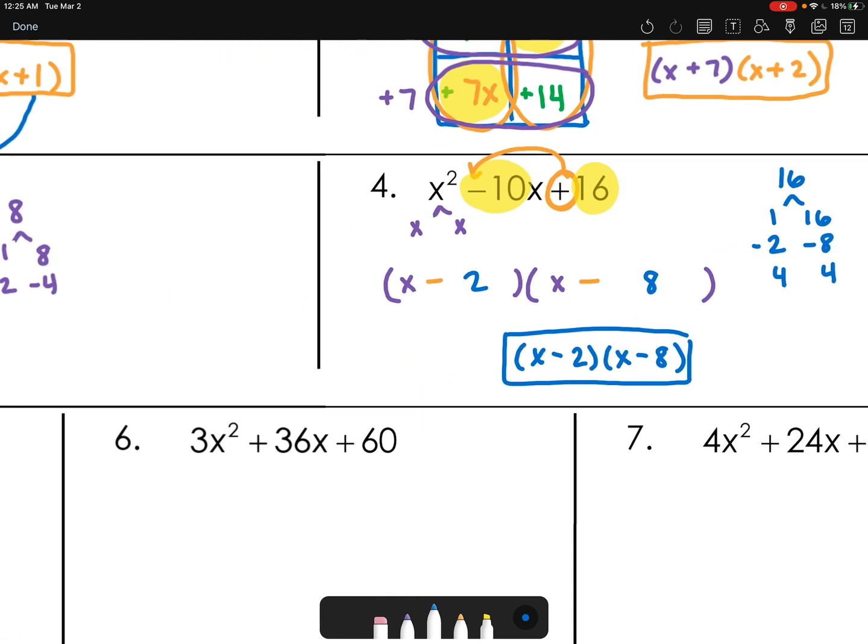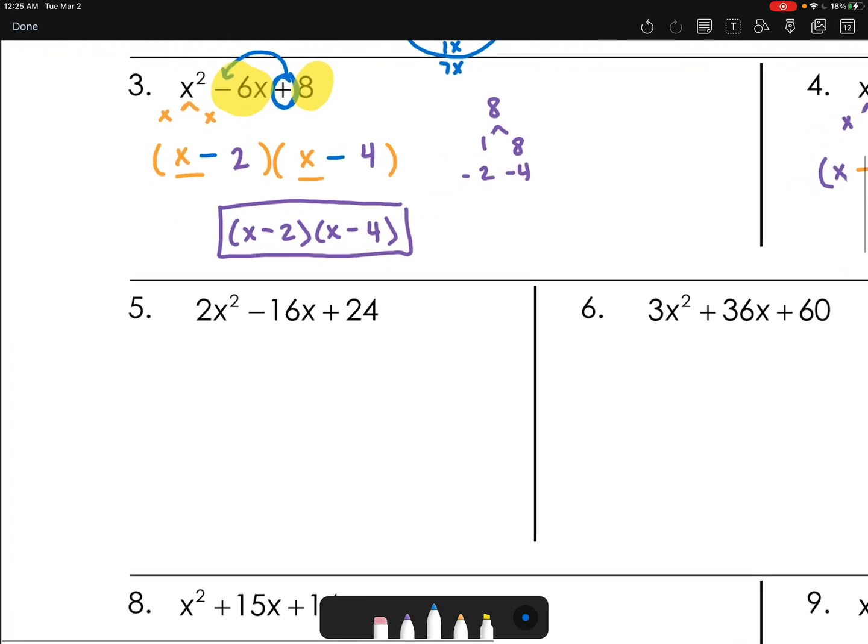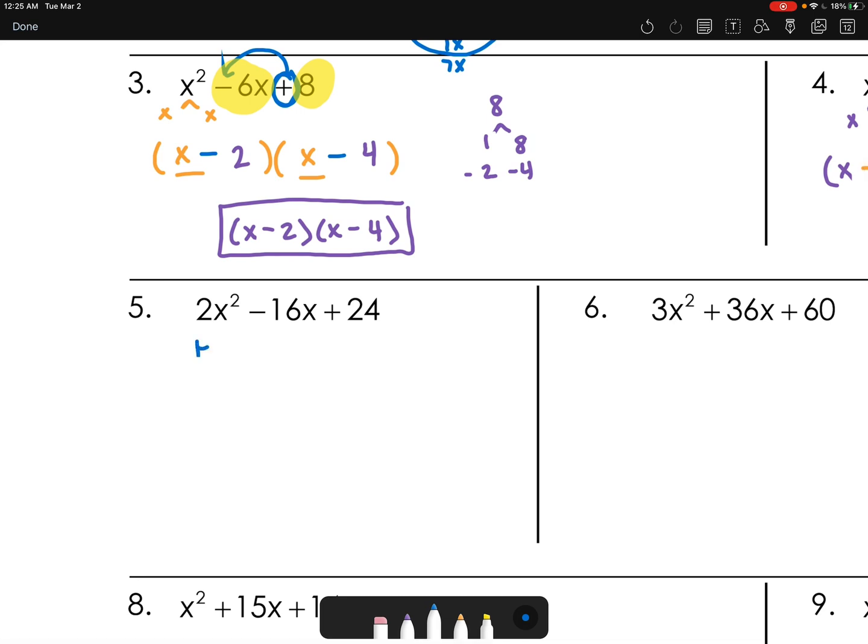Try number 5 on your own. See if you can. Pause the video. I'm going to give you a hint. GCF. Pause the video. Did you find the GCF? If you see a number, your first thing, whenever you have a number outside here with x squared, you always want to check and see if you can divide something out there, or if there's a GCF there. So here we have a GCF of 2.